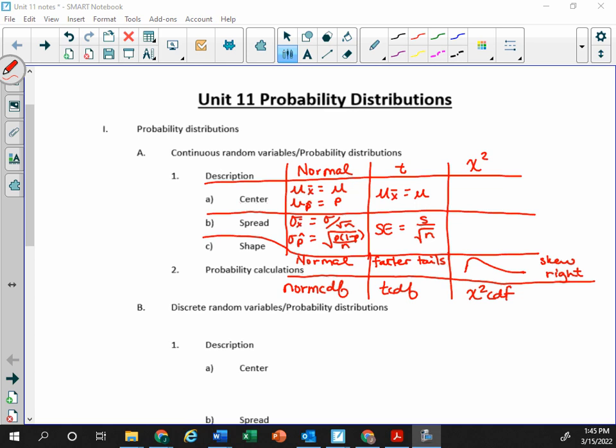So that should be all familiar to you. That's technically all review, all old stuff that we've done. Right? We know this. Yes. We're not going to do continuous variables this unit. We're going to do discrete random variables.